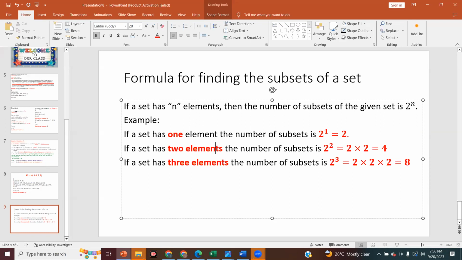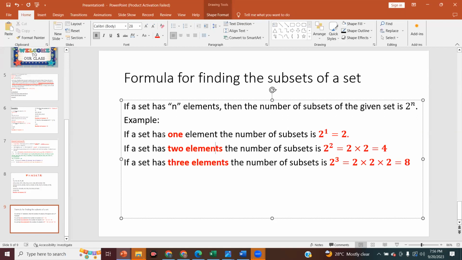That's why I know it's going to be 32, because if it has 4 elements, then the number of subsets is going to be 16. And if it has 5 elements, it's going to be 2 to the 5. When 2 to the 5 is 32. So that's how I know it was going to be 32. Okay.